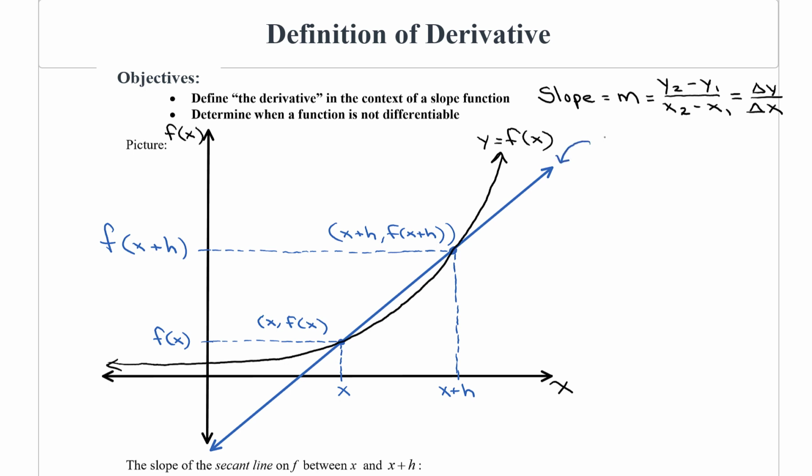I'm going to draw this line in blue, and I'm going to draw an arrow pointing to the line. I'm going to write secant line next to it. And also next to it, I'm going to write m subscript secant to represent the slope of the secant line. And that's going to be set equal to f of x plus h minus f of x over h.